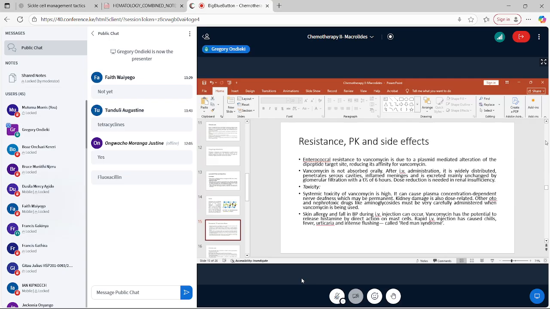It's quite a toxic drug. It will cause nerve deafness, which may be permanent. Kidney damage, we've seen why that can happen. It will cause autonephrotoxicity. These are similar side effects to what you experience when patients are on some drugs, for example, aminoglycosides. And the benefits outweigh the risks, right? So there's skin allergy, then there's a fall in BP during injection. Vancomycin has the potential to release histamine by direct action on mast cells.